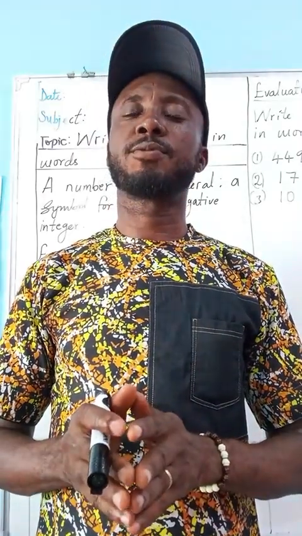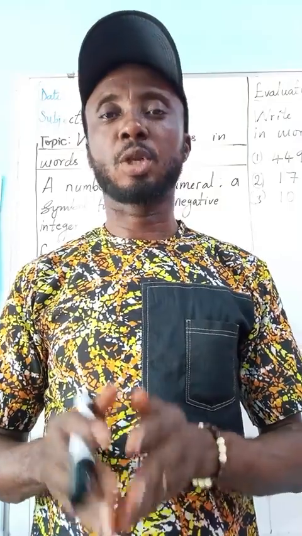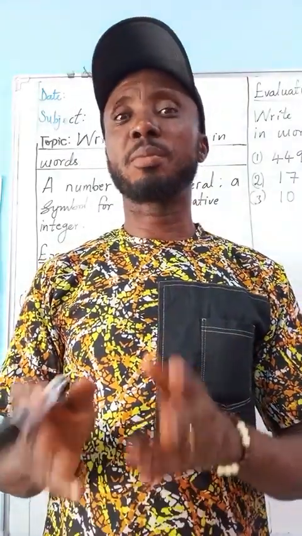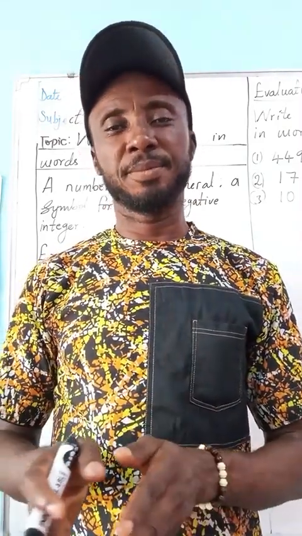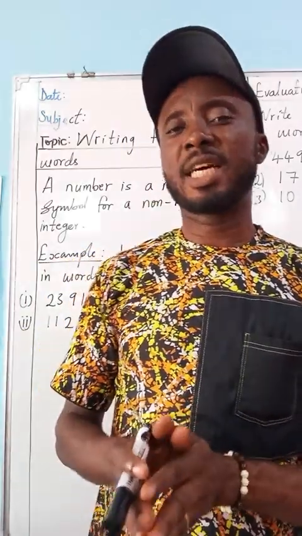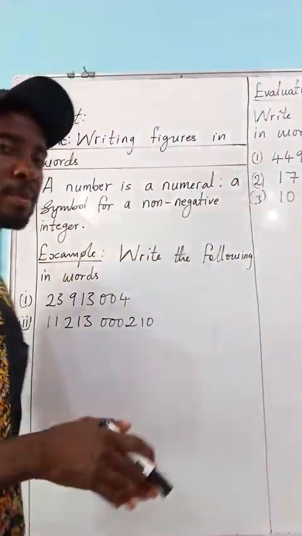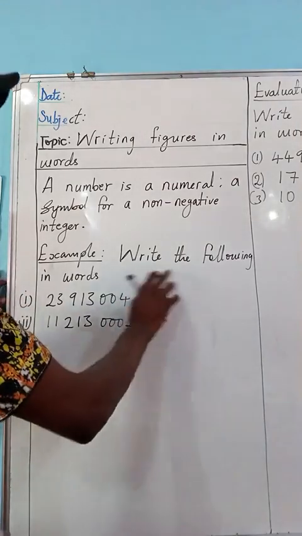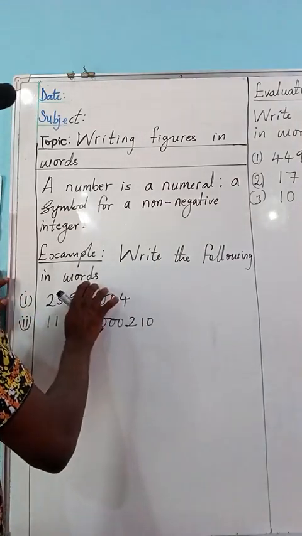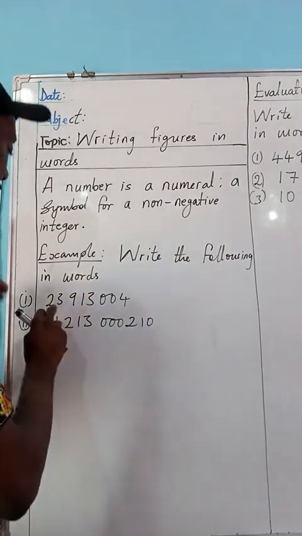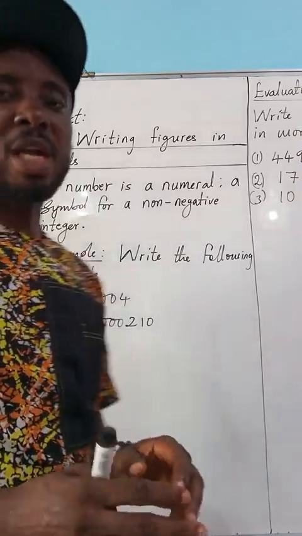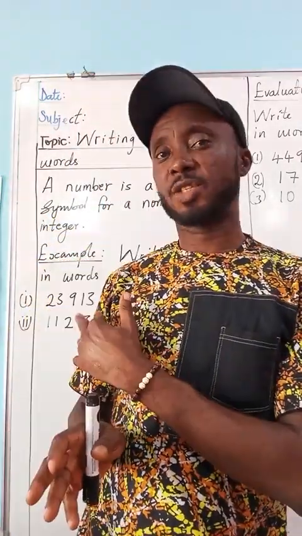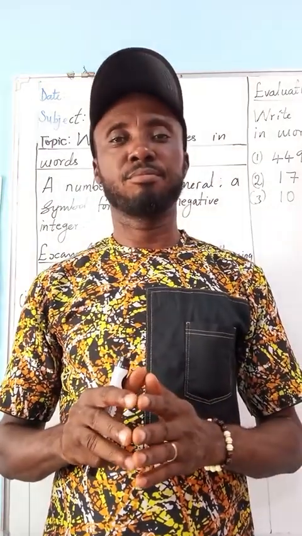Now, when we talk of figure or number, what do we mean? A number is a figure, is a non-negative integer. Now, let's look at this example on the board. We have: write the following in words. And we have 23,913,004. Now, some children will see this figure and take it as a very big number.